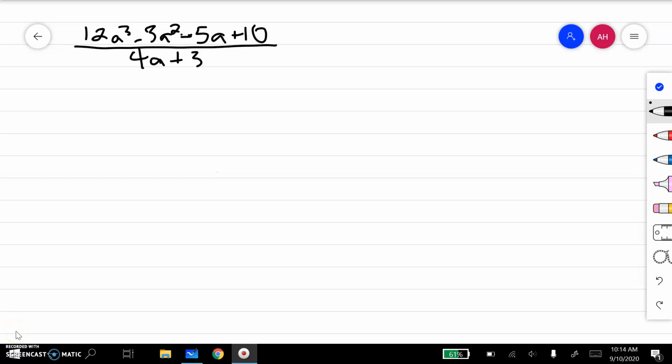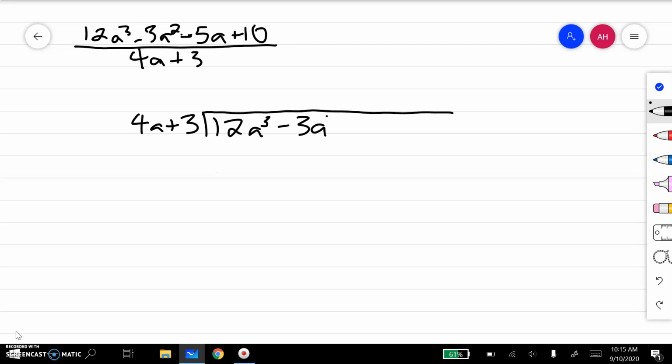Hey guys, I had a specific question about this problem, so I'm going to work it. One thing to remember is that anytime you have more than one term on the bottom of a fraction like this and you're dividing these polynomials, you have to use long division. So what's on the bottom goes on the outside, so 4a plus 3, and we're going to divide that into 12a cubed minus 3a squared minus 5a plus 10.